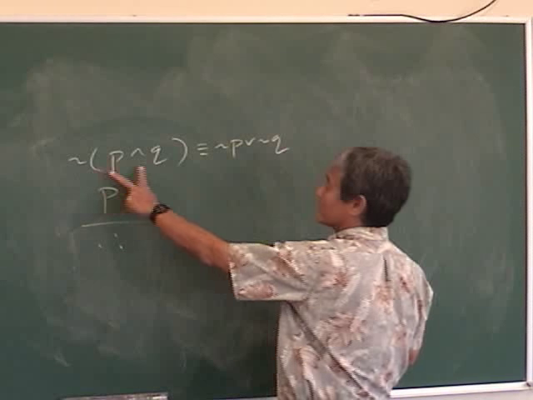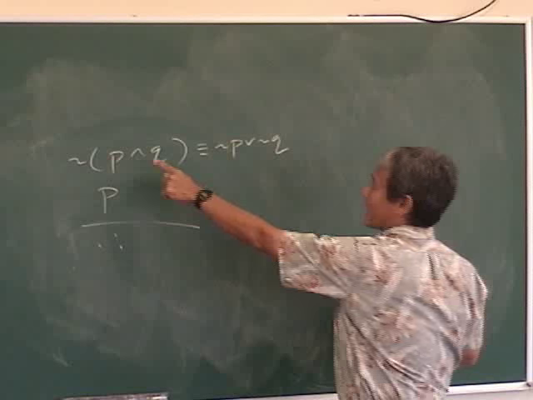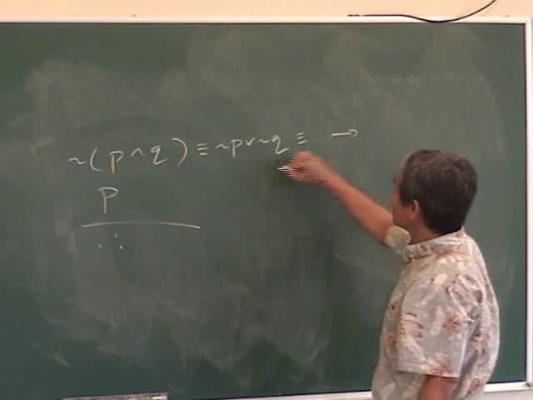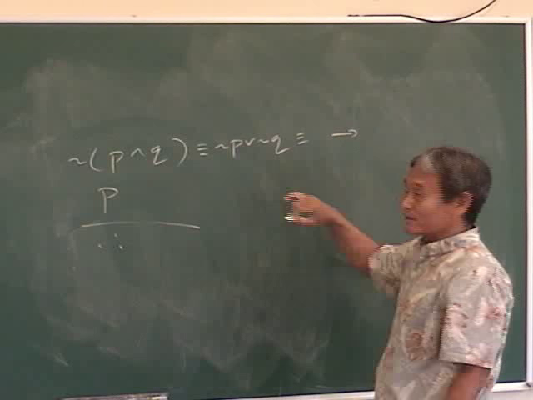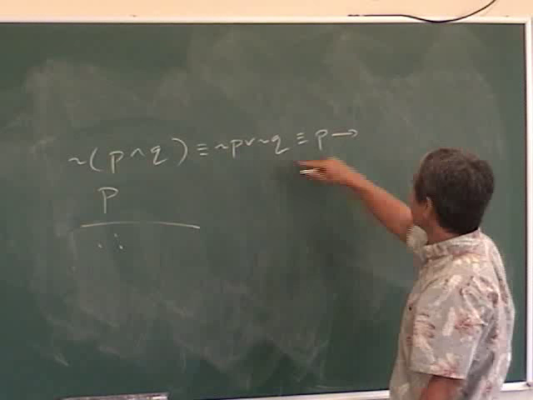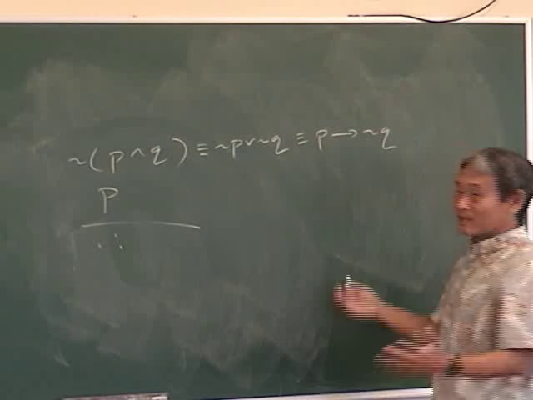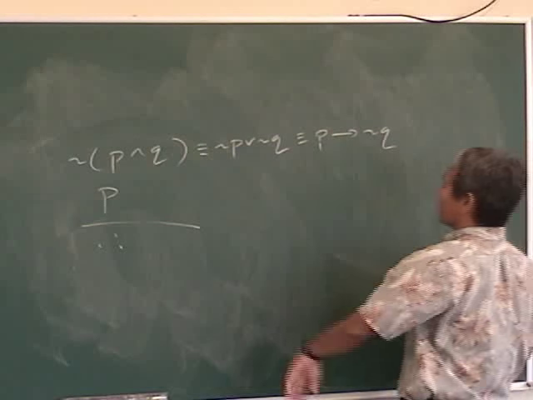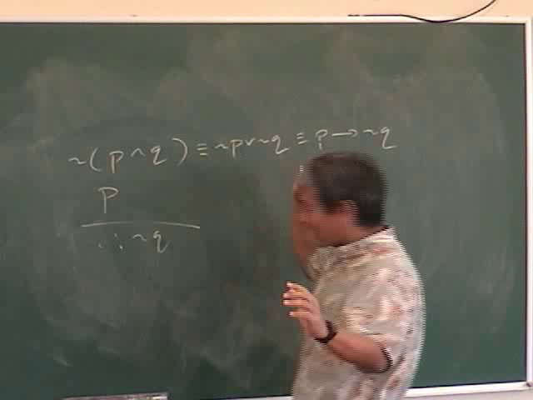So you can distribute a negation sign, but you've got to change the and to or, the or to and, right? And then you can change an or statement to a conditional statement by negating the first and then leaving the second alone, right? And then now look how easy this is. This is modus ponens. Gorilla implies banana. Gorilla, therefore banana.